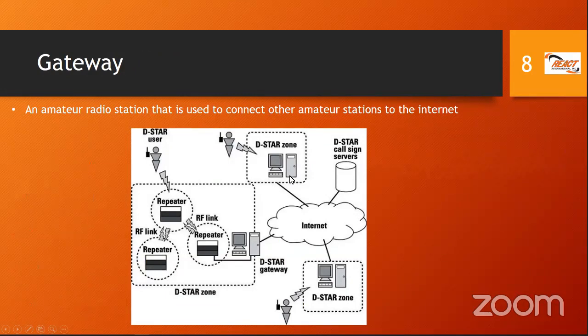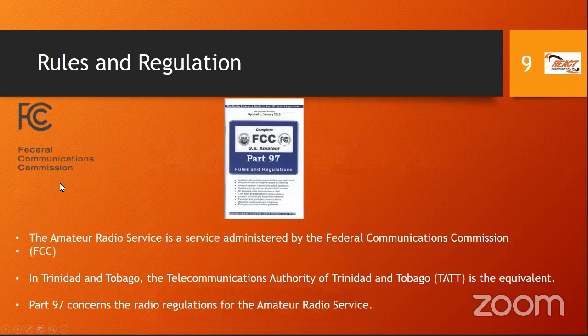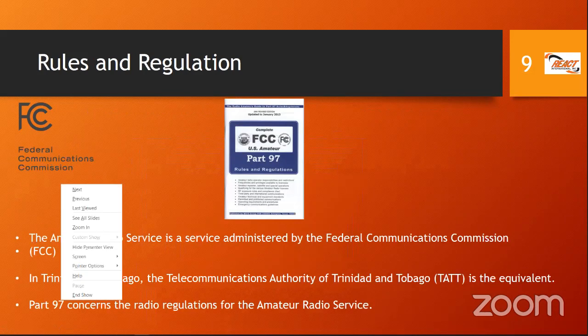We also need to be familiar with the concept of a gateway. For the exam, you need to know a gateway is an amateur radio station that connects other amateur stations to the internet. I've put a diagram here to show you, this is a D-Star gateway. Notice that it's an amateur station and there's a computer connected to the internet. So a gateway is simply connecting an amateur radio station to the internet, similar to the other concepts we looked at where we linked repeaters and linked stations and so on. So just note the definition of gateway. Please learn it, memorize it. It's an exam question.